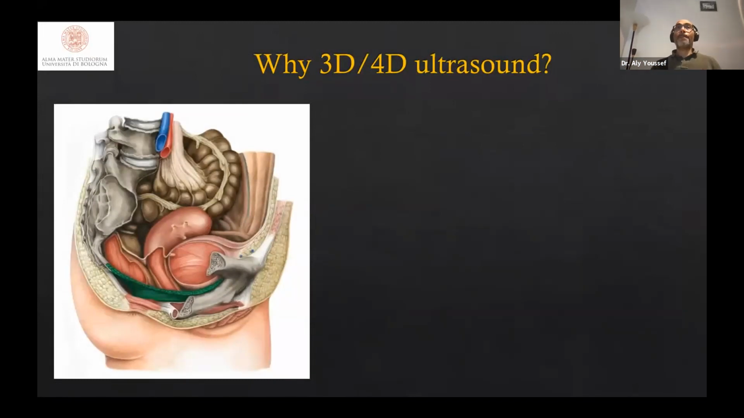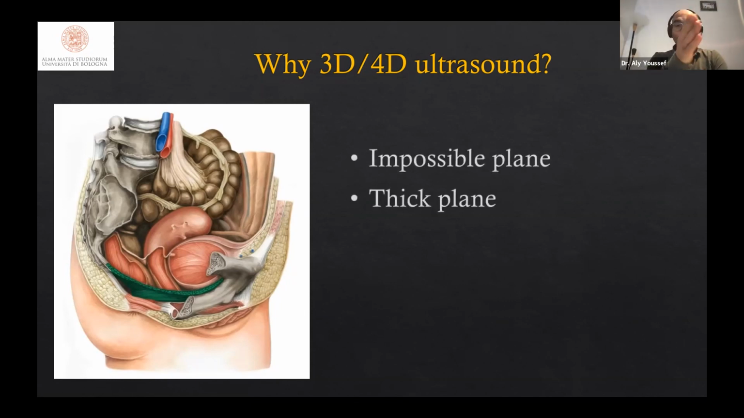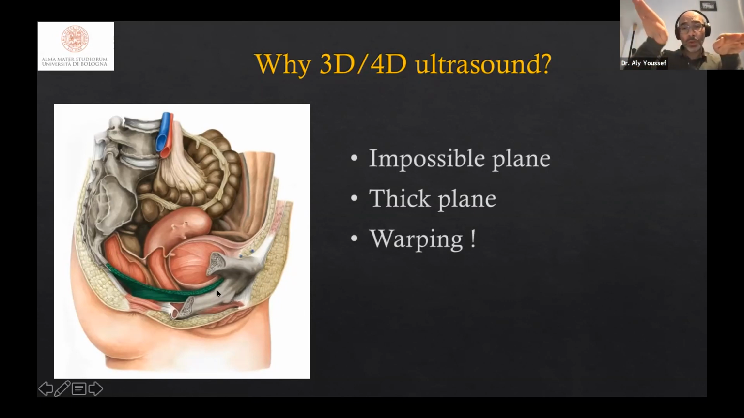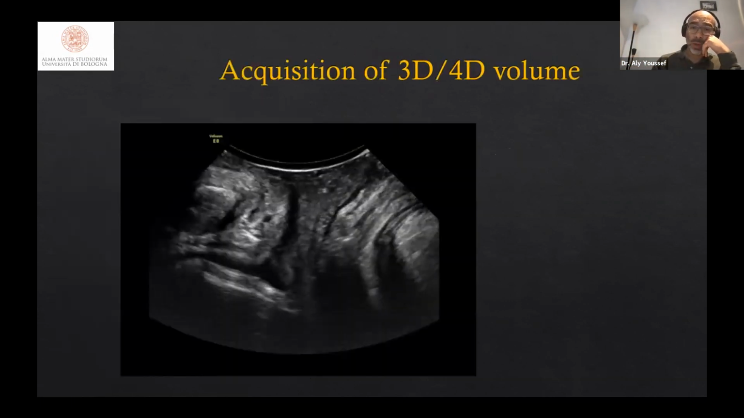So now we have seen that by 2D ultrasound, you have a lot of useful information. So why do we need 3D or 4D ultrasound? The problem with 2D ultrasound is that you get only a midline vision. So you don't have a three-dimensional vision of the whole muscle, because it's an impossible plane to get by 2D ultrasound. In addition, the plane of the levator ani muscle is a thick plane, and it is warped. As you have seen in the beginning, the levator ani muscle is not a flat sheet, it's a curved sheet. So it's impossible to see by 2D ultrasound.